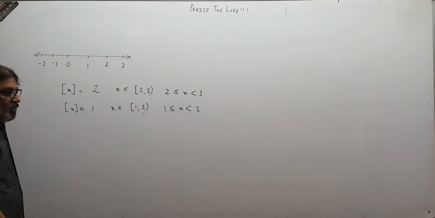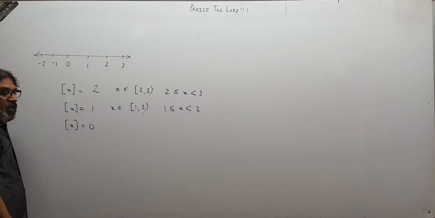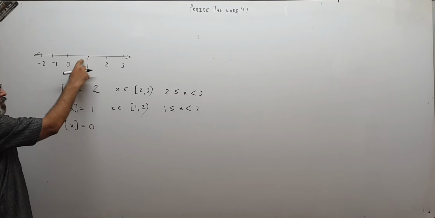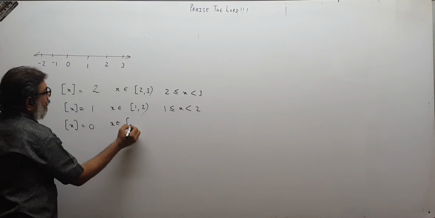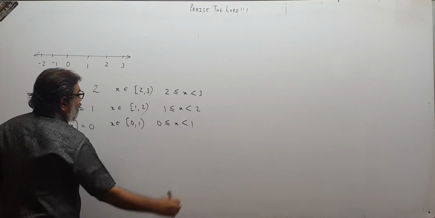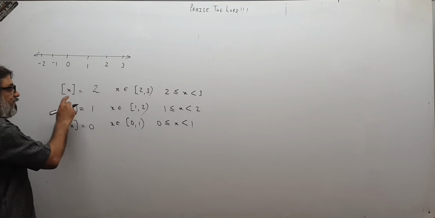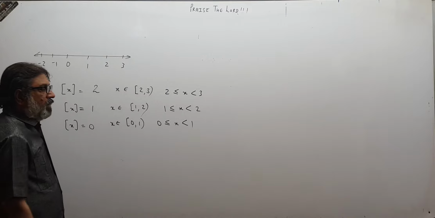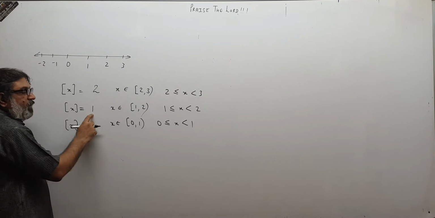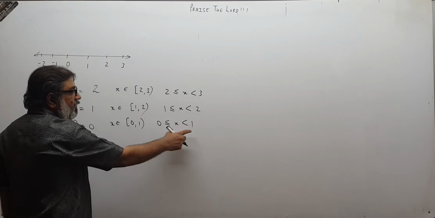That is okay. If integer part of x is 0, which are the numbers whose integer part is 0? All these numbers. So x belongs to 0 to 1. So 0 less than equal to x less than 1. Yes? So if integer part of x is 2, x lies between 2 and 3. If integer part of x is 1, x will be between 1 and 2. If integer part of x is 0, x lies between 0 and 1, like this we think.